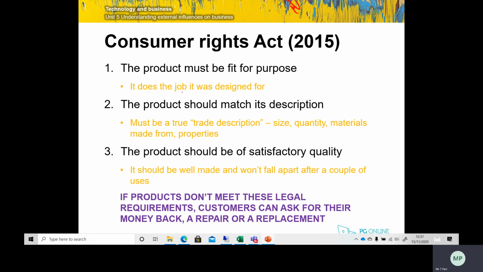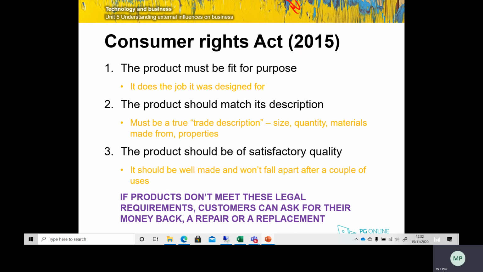Next thing is the product should match its description. Now, the easiest way to think about this is where it doesn't. Let's say you go and buy a pack of 5 donuts from Asda, and it says on the sticker 5 jam donuts, and you get home, you open it, there's 4. Your product doesn't meet its description. It says there's 5 donuts, there's only 4 in there. That's breaking the Consumer Rights Act. It's not matching its description.